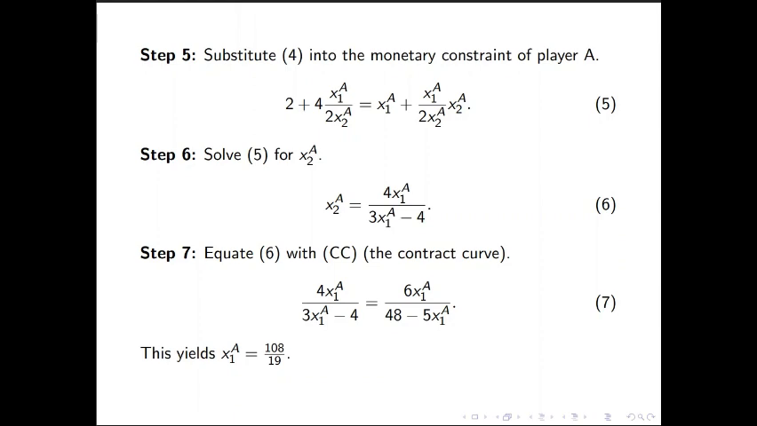You then solve this for x2a, and this together with the contract curve gives us a system of two variables, x2a and x1a. And we can then solve this system, which gives us a unique value for x1a, which is 108 divided by 19, which means that we have found the optimal consumption of good 1 for player A.